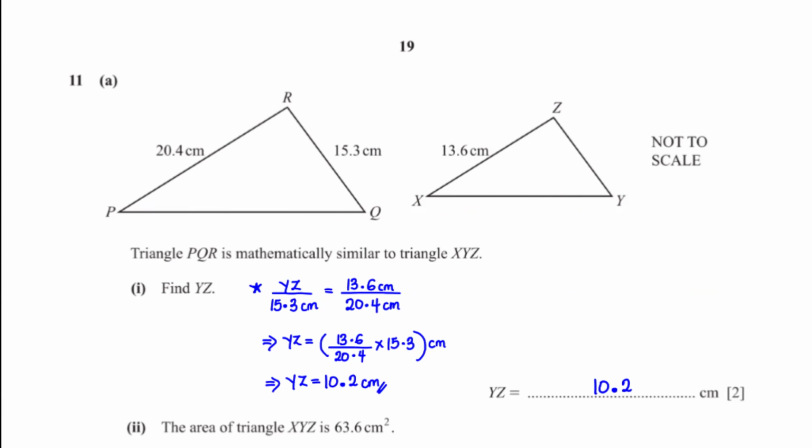Triangle PQR is mathematically similar to triangle XYZ. Find YZ. Since the two triangles are similar, the ratio of their corresponding side lengths must be equal. So we have YZ divided by 15.3 centimeters equals 13.6 centimeters divided by 20.4 centimeters. When we make YZ the subject, this is what we have. When we type this into the calculator, we get 10.2 centimeters.